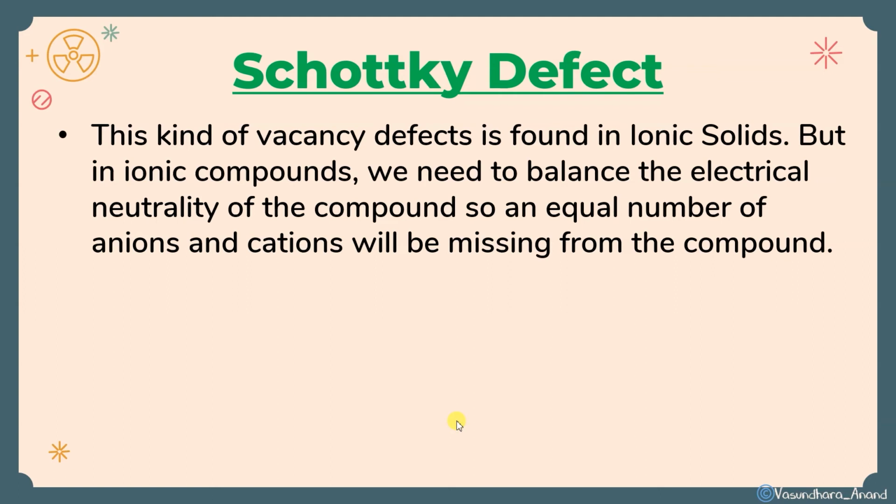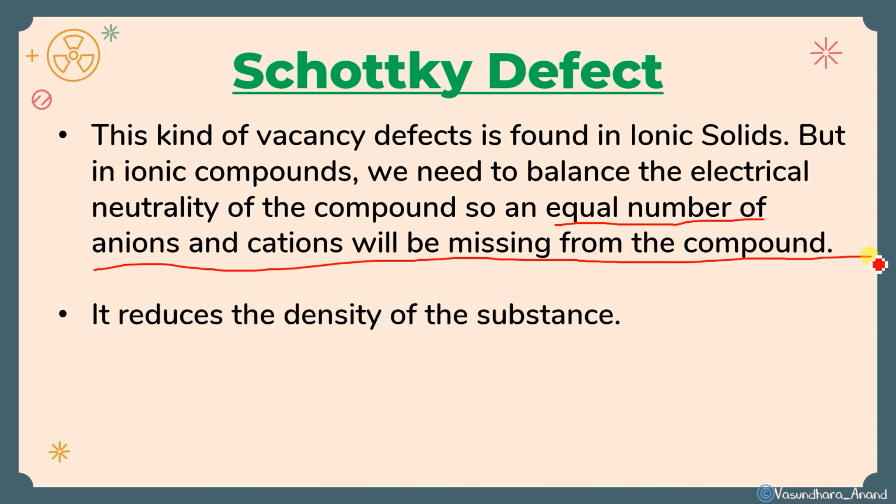And what about the density? Density will decrease because equal number of cation and anion are coming, and this is important point. Equal number of cation and anion will be missing from the compound. This is the very important point for the Schottky defect. If you will not write, it won't be considered as the correct. So density obviously it is going to decrease because number of atoms per unit volume is going to decrease, isn't it?